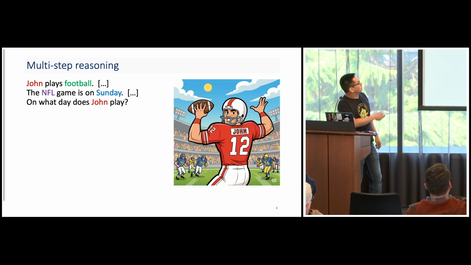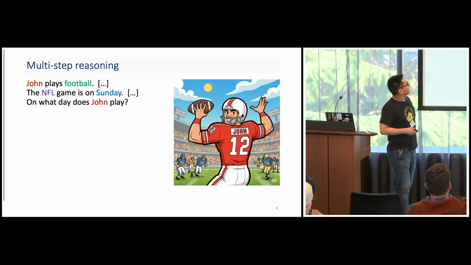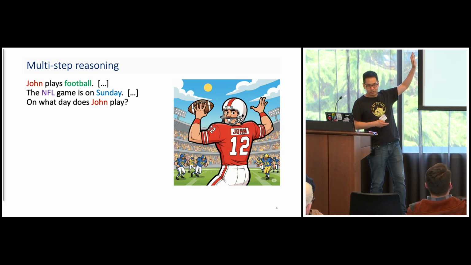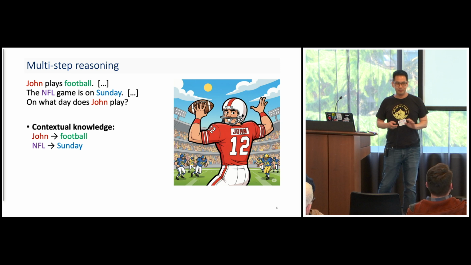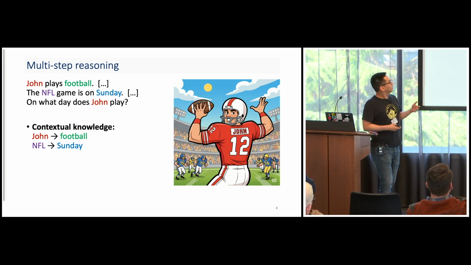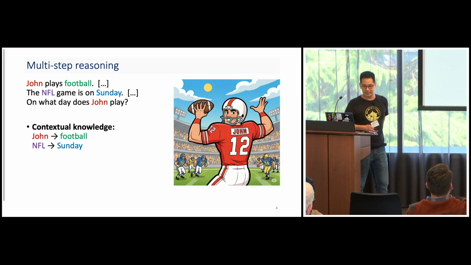And then you also say that NFL game is on Sunday. And then finally there's a question at the end: what day does John play? There's a lot of things going on here, but there's two features of this that I want to highlight. One is that the prompt itself provides you some information that helps the language model make a good prediction.